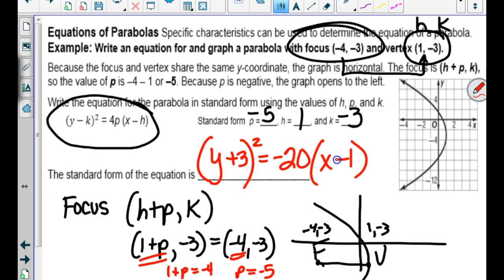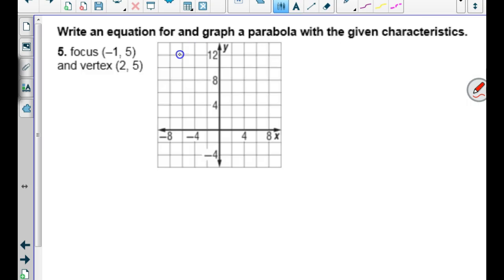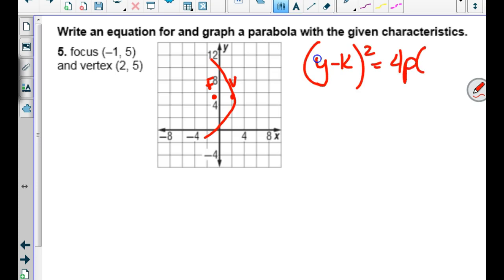All right, let's see if we can do at least one more of those same kind. If we have a focus at (-1, 5), it would be up here somewhere. The vertex is at (2, 5). So if that's the vertex and this is the focus, be careful. Which way is this opening? Left, yes, because it's going through the vertex with the focus inside. So what's the general equation when it opens left? This, yes?